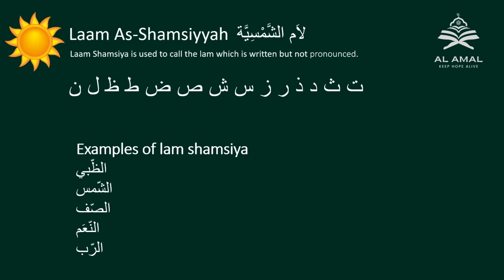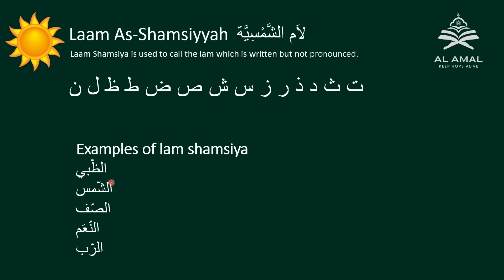Okay, now let's look at lam ash-Shamsiya, what it means. The word shams means sun in Arabic. So these are the letters that belong to the shams, to the sun. They are ta, tha, dal, zal, ra, zay, sin, shin, sod, dot, to, tho, lam, and nun.